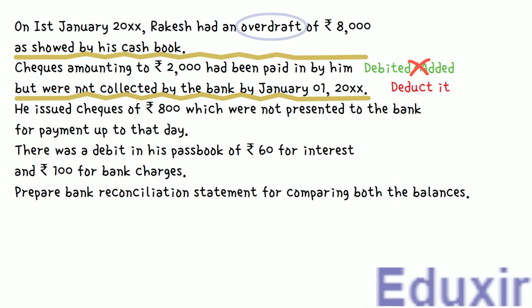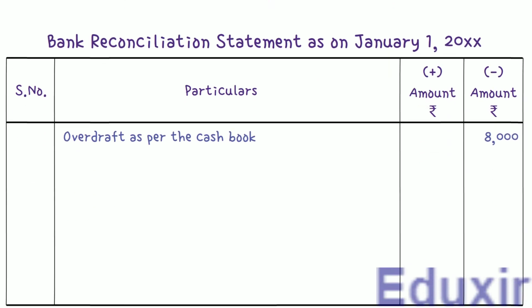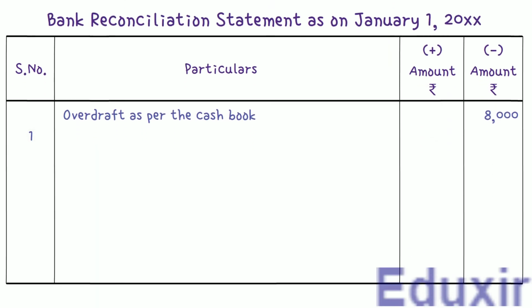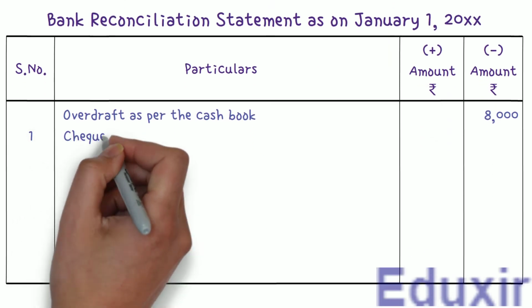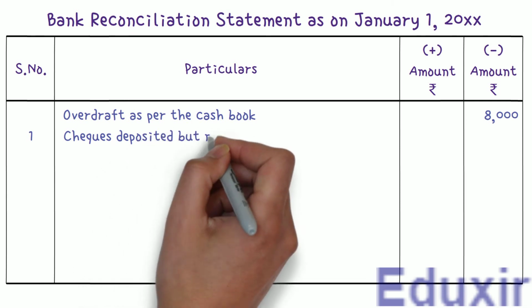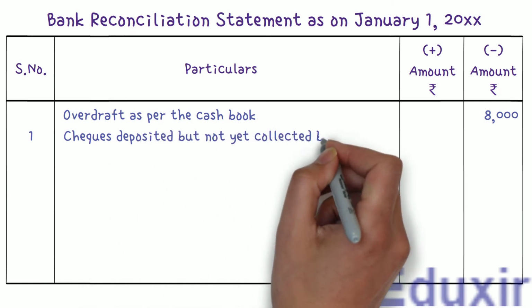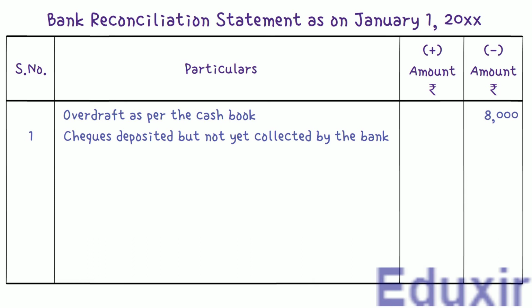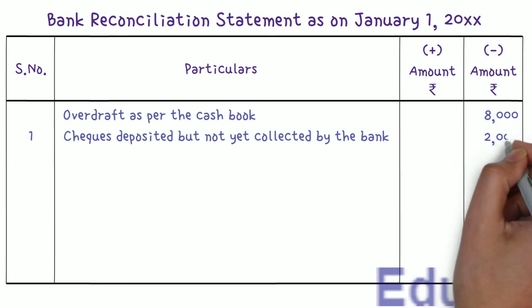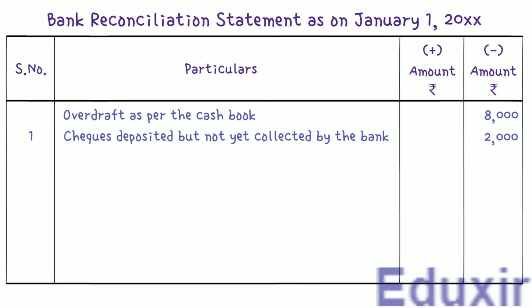With this analysis at our disposal, let us now proceed with the recording of these details into the bank reconciliation statement. Let us first write the serial number. Let us then write the particulars as checks deposited but not yet collected by the bank. Let us write this amount of 2000 rupees in the minus amount column. That completes the recording of these details into the bank reconciliation statement.